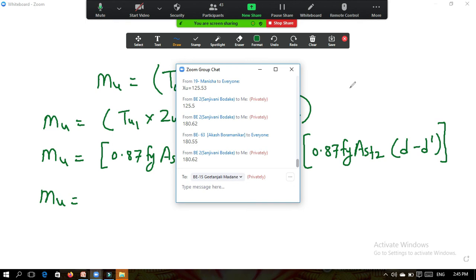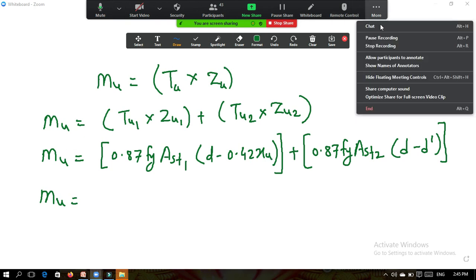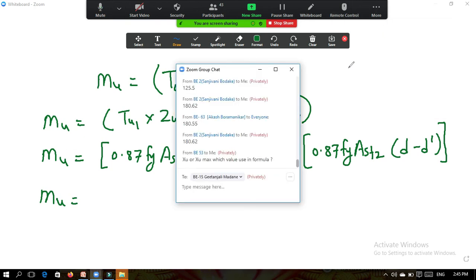Please check it once again so that we will get the corrected answer. Who has solved this equation? Please put your answer in the chat box. 43 students are there. Nobody is solving this. See, the question is Xu or Xu max, which value is used in the formula.